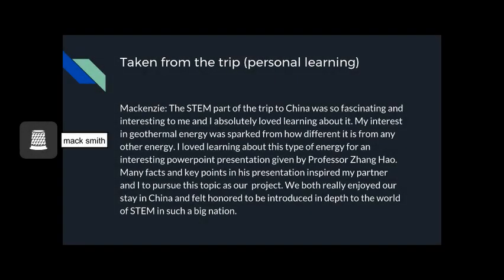The STEM part of this trip to China was so fascinating and interesting to me, and I absolutely loved learning about it. My interest in geothermal energy has sparked from how different it is from any other energy. I loved learning about this type of energy from an interesting PowerPoint presentation given by Professor Zhang Hao. Many facts and key points in his project inspired my partner and I to pursue this topic as our project. We both really enjoyed our stay in China and felt honored to be introduced in depth to the world of STEM in such a big nation.